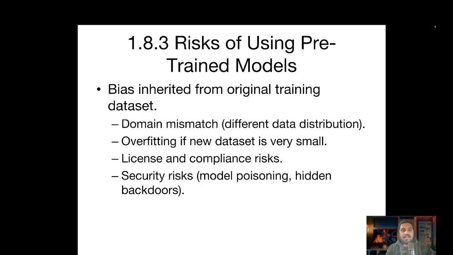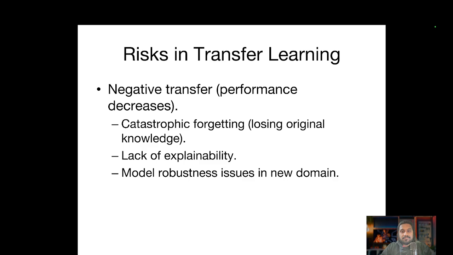And now let us see the risks in transfer learning. Negative transfer: performance decreases if domains are very different. For example, a natural image model may not work properly for medical x-rays. Catastrophic forgetting: during fine tuning, earlier knowledge may be lost. There can also be explainability and robustness issues.